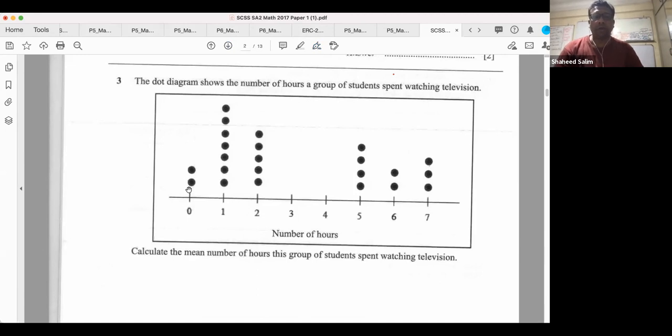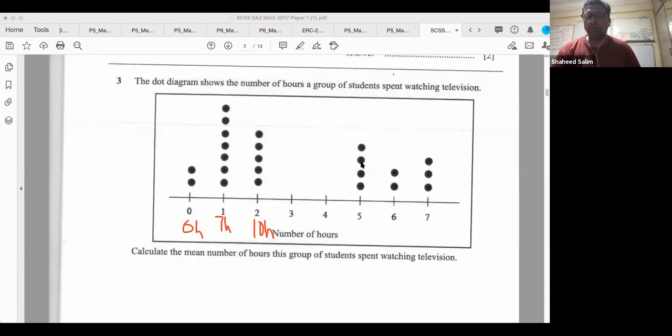So down here, how many hours watched? 2 students watch 0 hours. So 0. 0 times 2 is 0, right? So down here is 0. Then 1, 2, 3, 4, 5, 6, 7. 7 students watch 1 hour, so total 7 hours. 1, 2, 3, 4, 5. 5 students watch 2 hours. So 5 times 2, 10 hours.